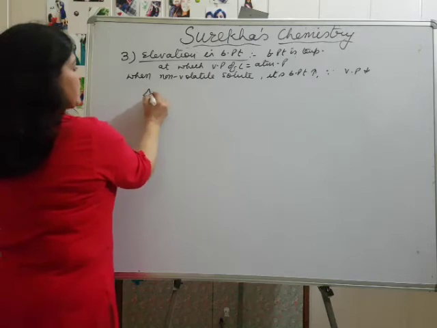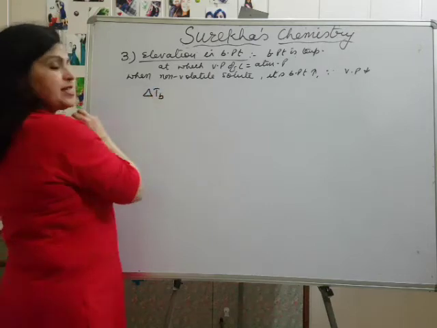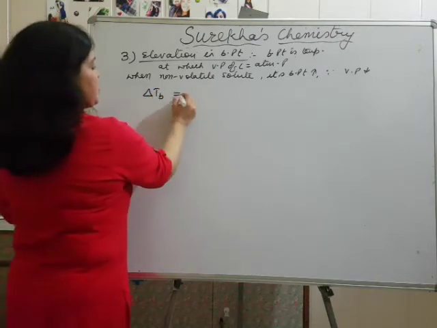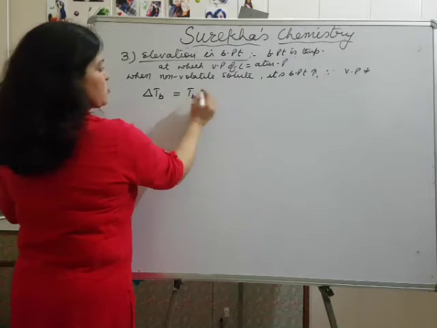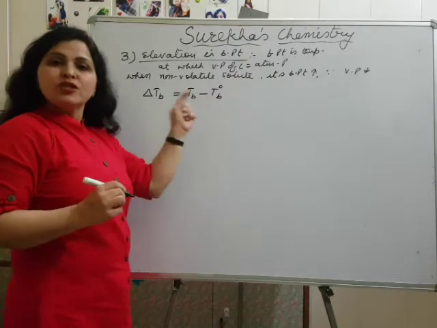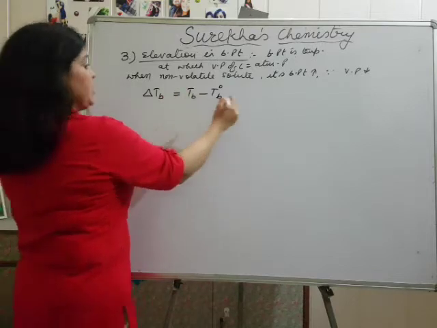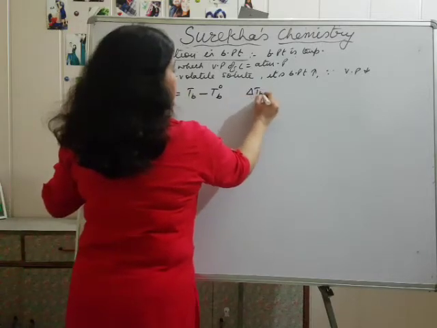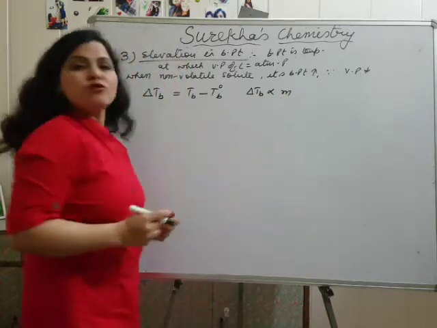Now, elevation in boiling point is known as delta Tb. Delta Tb is equal to the boiling point of solution minus the boiling point of the pure solvent. Now, delta Tb is directly proportional to the molarity of solution.